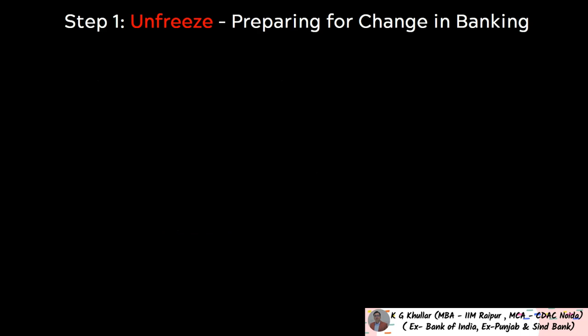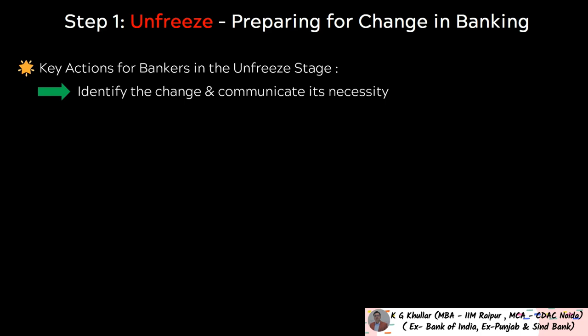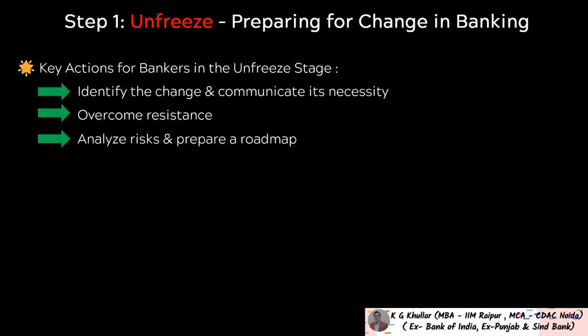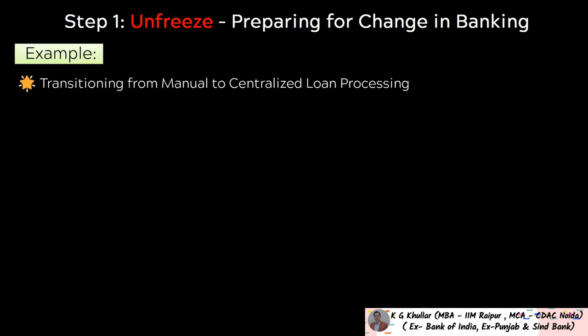So what are the key actions for bankers in the unfreeze stage? Now the first is identify the change and communicate its necessity. Friends, as you know, RBI might introduce a new guideline on loan provisioning and so management needs to communicate its impact. Then second is overcome resistance. Now as you know here, employees might resist moving from manual cheque processing to CTS based clearing. So banks need to conduct awareness programs for the employees here. Then next is analyze risk and prepare a roadmap. Now here bankers should analyze what challenges could arise, or does the bank have the right technology, skills and policies.